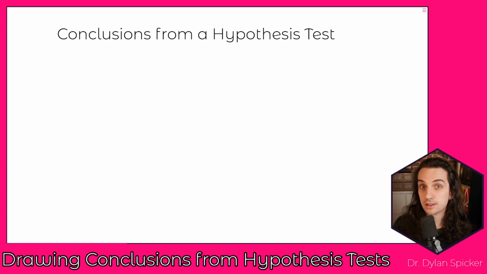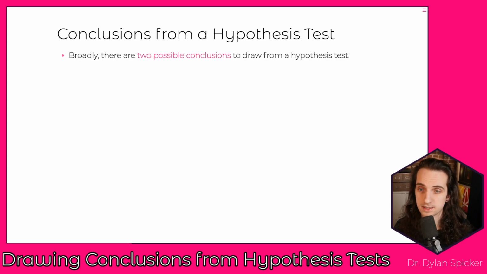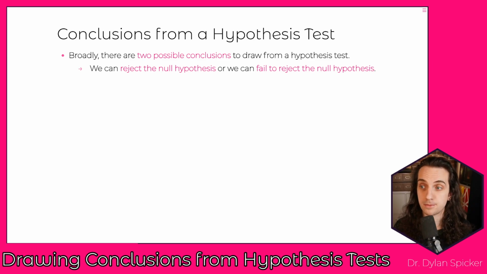So what are the conclusions that we can actually draw from a hypothesis test? There are two possible broad conclusions that we draw from our hypothesis tests. We can either reject the null hypothesis or we can fail to reject the null hypothesis. At the end of the day, we're always making one of those two choices. We're always concluding one of those two things.